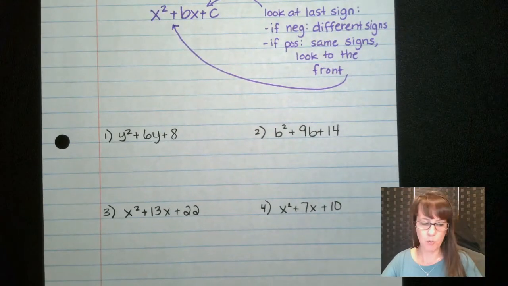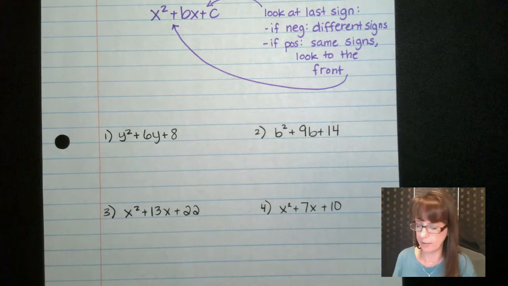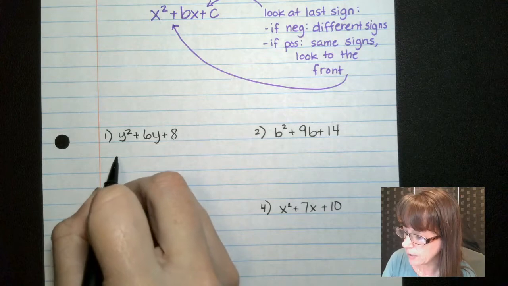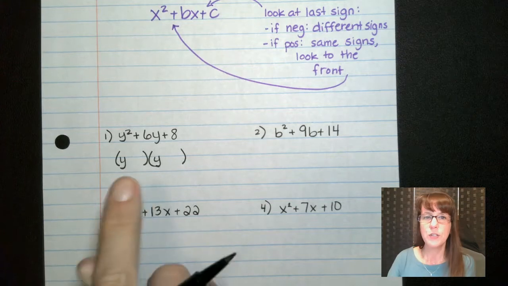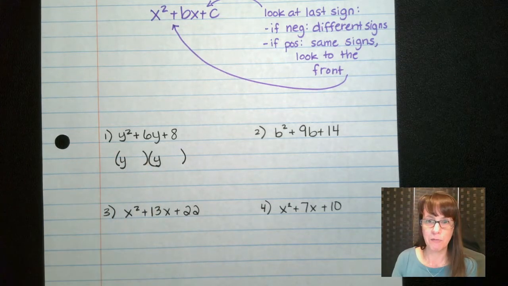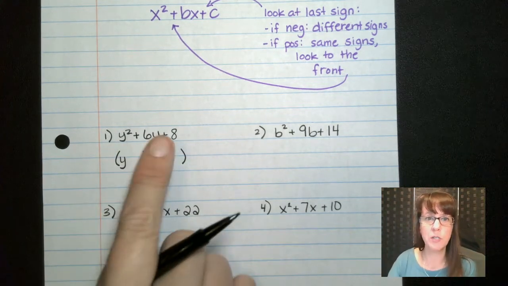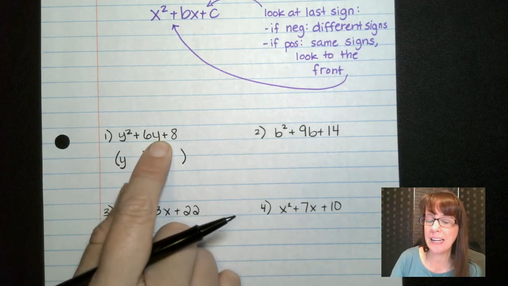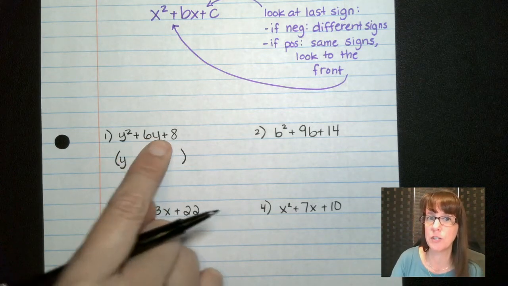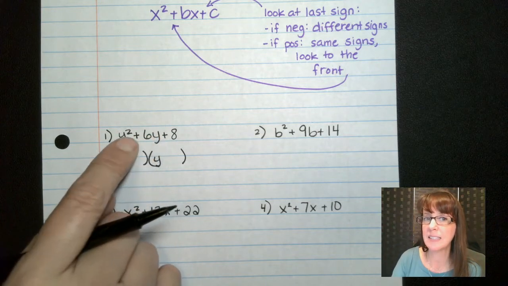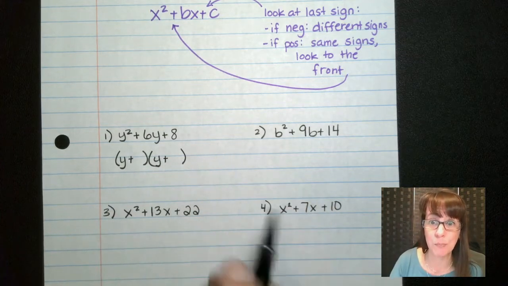All right, so here's what we do. This is essentially reverse box method, reverse distribution, reverse foiling, okay? So we're gonna jump right in here and create some parentheses, y and y. So we can fill in those y's because if I were to FOIL it, first, outside, inside, last, y times y would give me y squared. So here's what we do. We look at this last one. If that is negative, it is different. If it is positive, it's same signs, and we have to look at the front. So this is positive, so it tells us same signs. This tells us our signs are going to be positive, positive. I cannot stress to you enough that signs are the most important part of this.